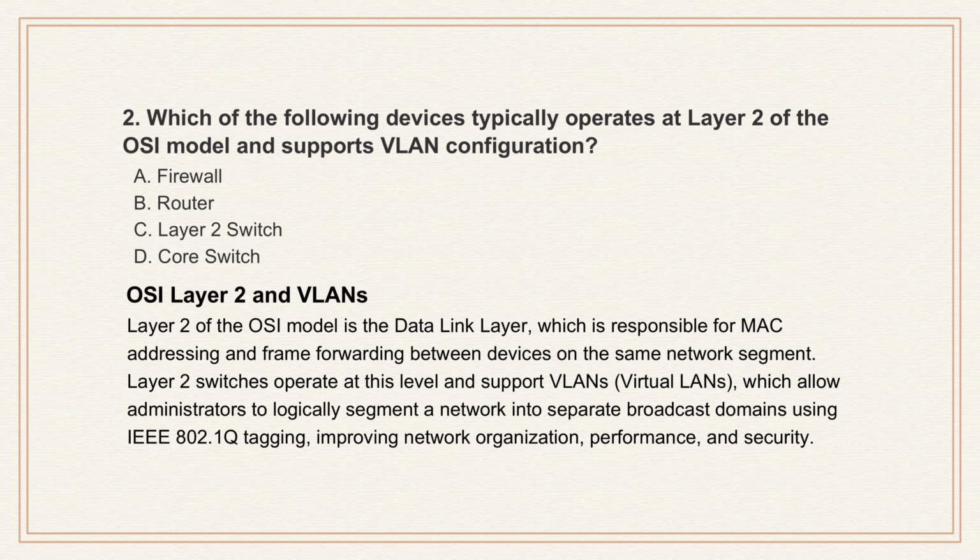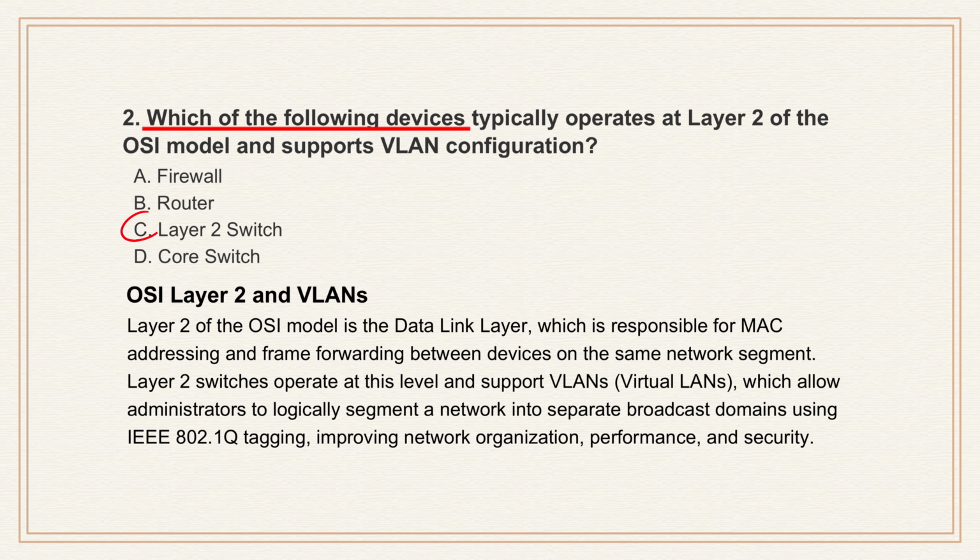Makes sense. Right, let's move down the stack a bit. OSI Layer 2, VLANs. Question 2 asks which device works at Layer 2 and supports VLAN configuration. The answer is a Layer 2 switch. Seems simple enough, but let's unpack that. Sure. So we talk about routing between networks. What about splitting up a single physical network logically? Right. That's where VLANs come in, right?